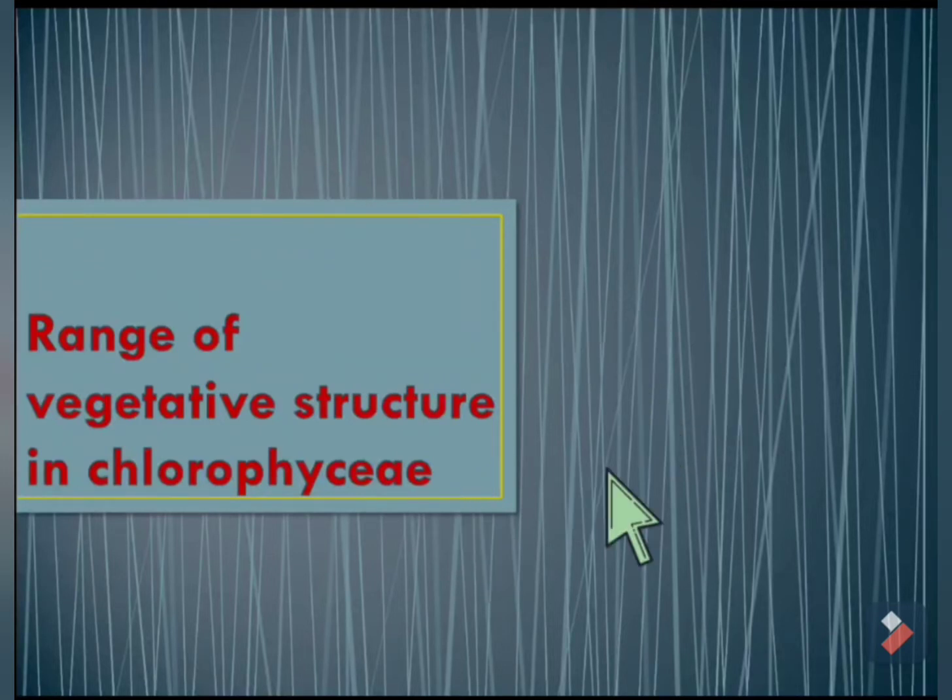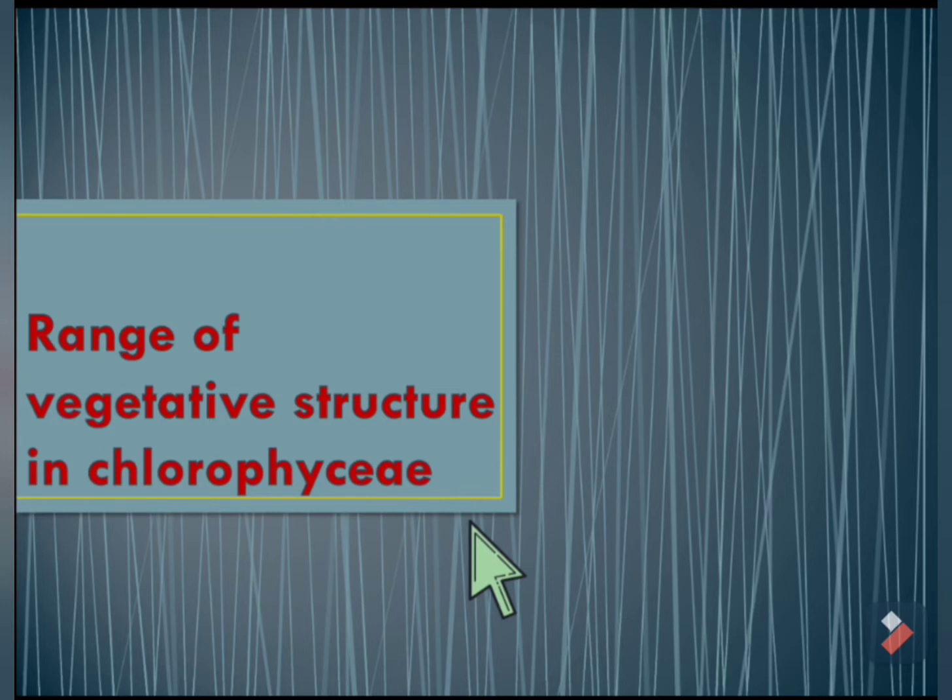Okay, so in this video we will discuss the range of vegetative structures in Chlorophyceae, that is green algae. Now we have already studied the life cycle of some of the green algae, that is Chara and Oedogonium. So here in this video we will take a look at the range of vegetative structures which can be seen in the members of green algae, that is Chlorophyceae.